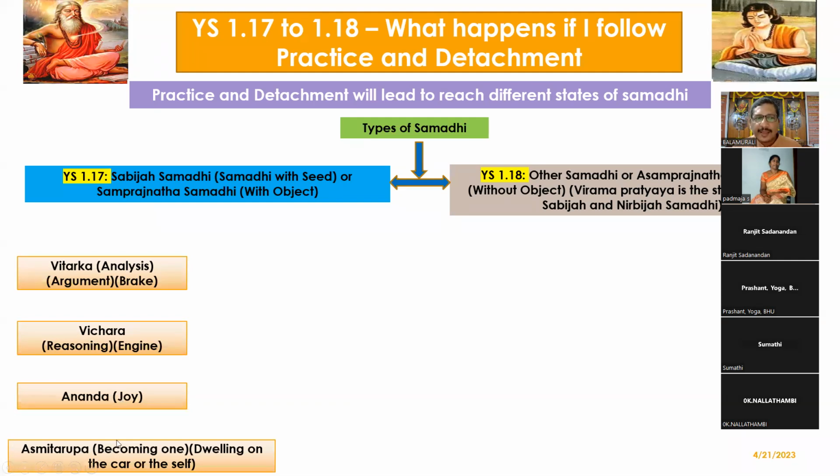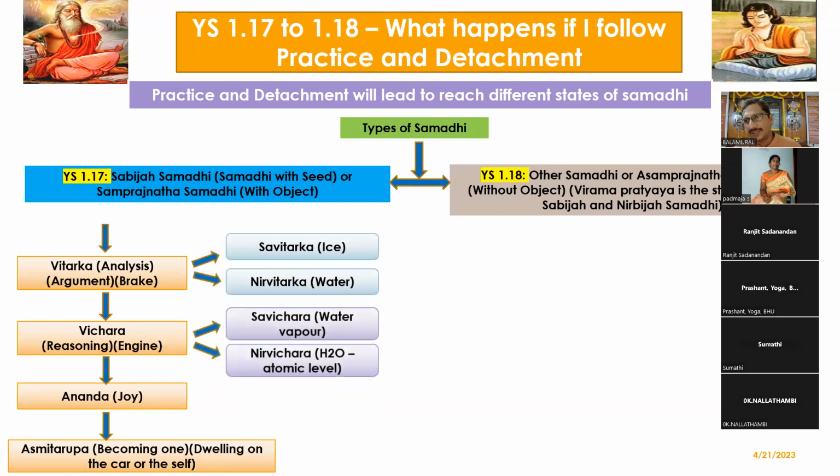Unfortunately, about Ananda and Asmita Rupa, there is no further explanation in Yoga Sutra. Yoga Sutra talks in detail about Vitarka and Vichara. Then it jumps to Asampragnata. In Vitarka, you have two divisions, and in Vichara, you have two divisions. So broader is Sampragnata and Asampragnata. In Sampragnata, you have these four. Forget the last two. The first two you have, in that you have two subdivisions. It is called Savitarka, Nirvitarka, Savichara, Nirvichara.